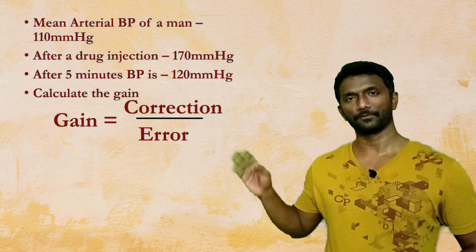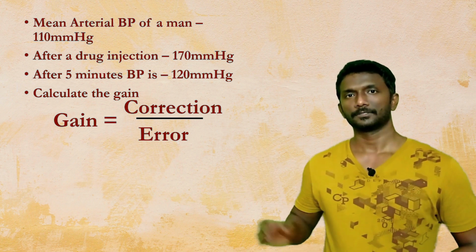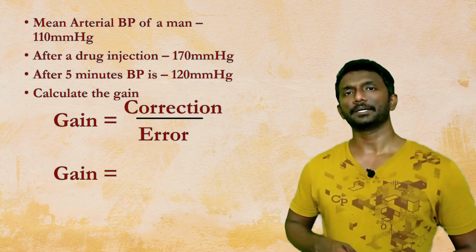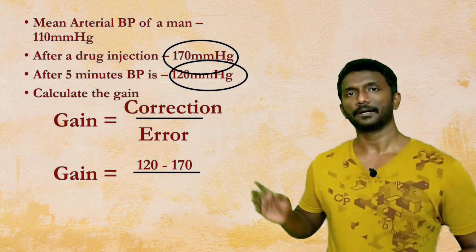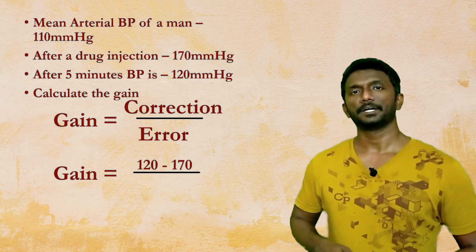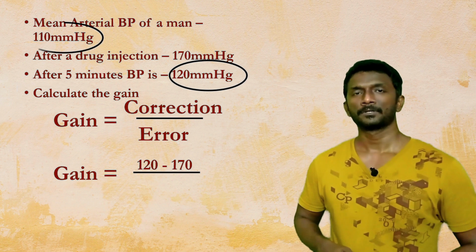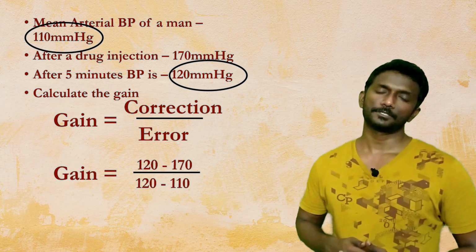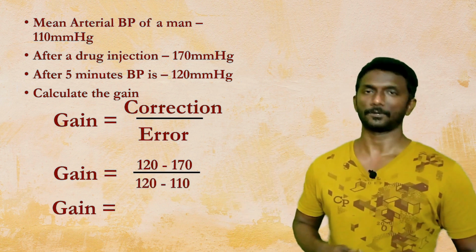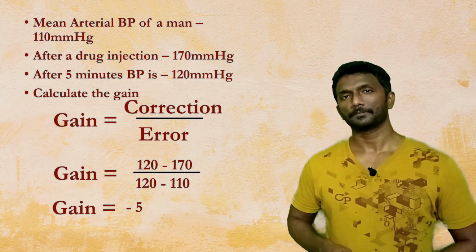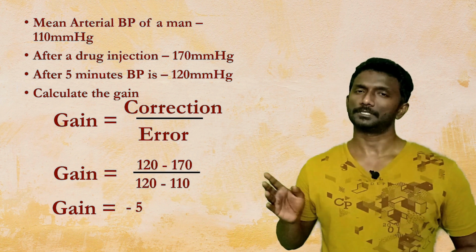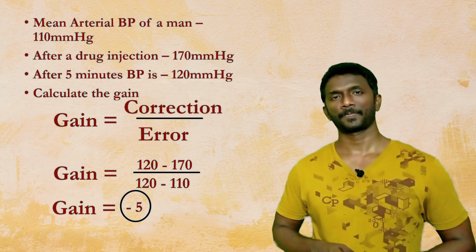Now with the information we know, let's calculate the gain for this particular example. So gain you know is correction divided by error. Correction is 120 minus 170 and error will be 120 minus 110. You substitute all those values, you can calculate the gain. So gain will come to around minus 5 for this particular example. The minus is there because it is a negative feedback mechanism.